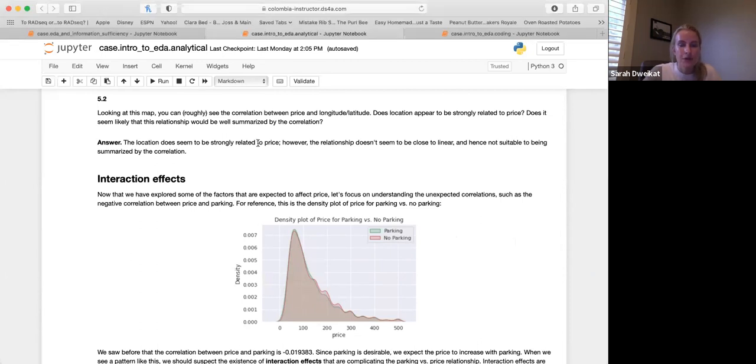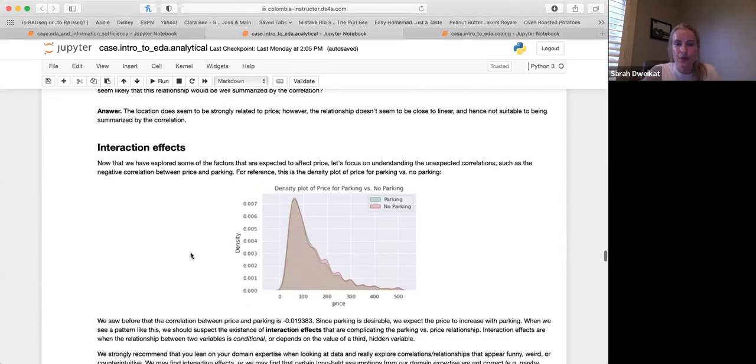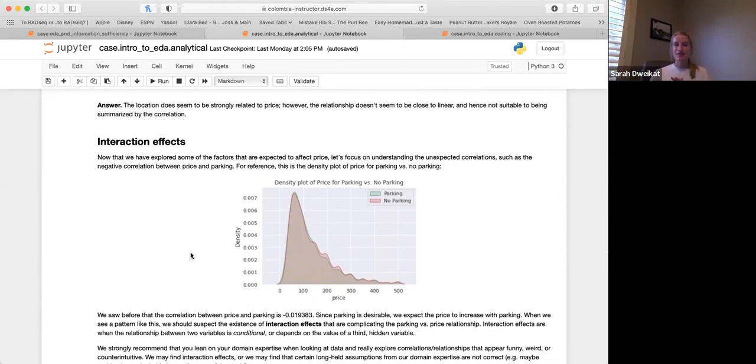So, moving into parking. This is going to be a good example of talking about interaction effects or confounding variables. We've looked at some factors that affect price, and we found something kind of unexpected in the relationship between price and parking. This is going to be really important in your own data analysis for your own projects, and in the future when you're doing data analysis in your jobs or wherever it may be.